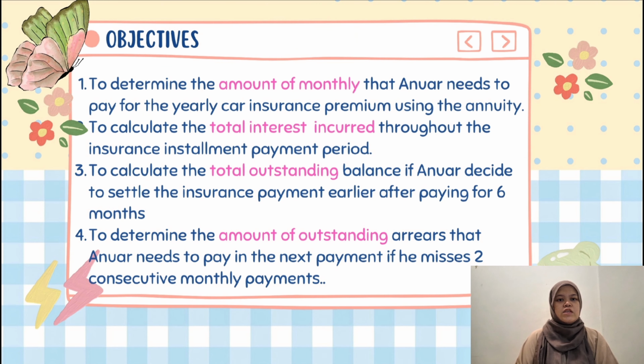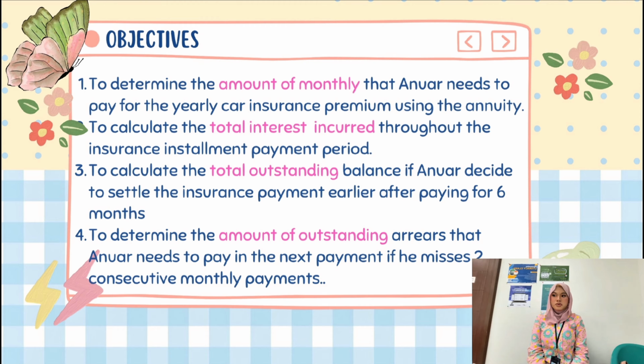The first objective is to determine the amount of monthly payment that Anwar needs to pay for the yearly car insurance premium using the annuity method. The second objective is to calculate the total interest incurred through the insurance installment payment period.